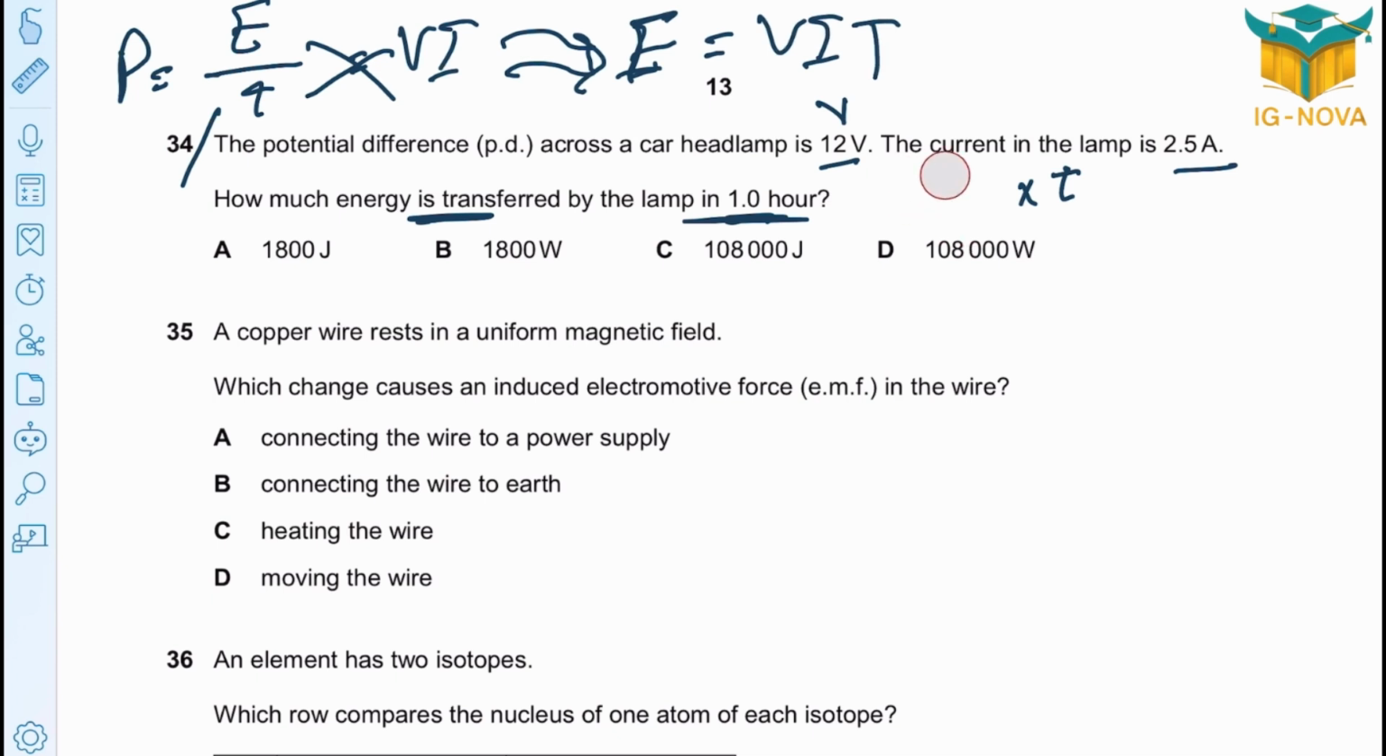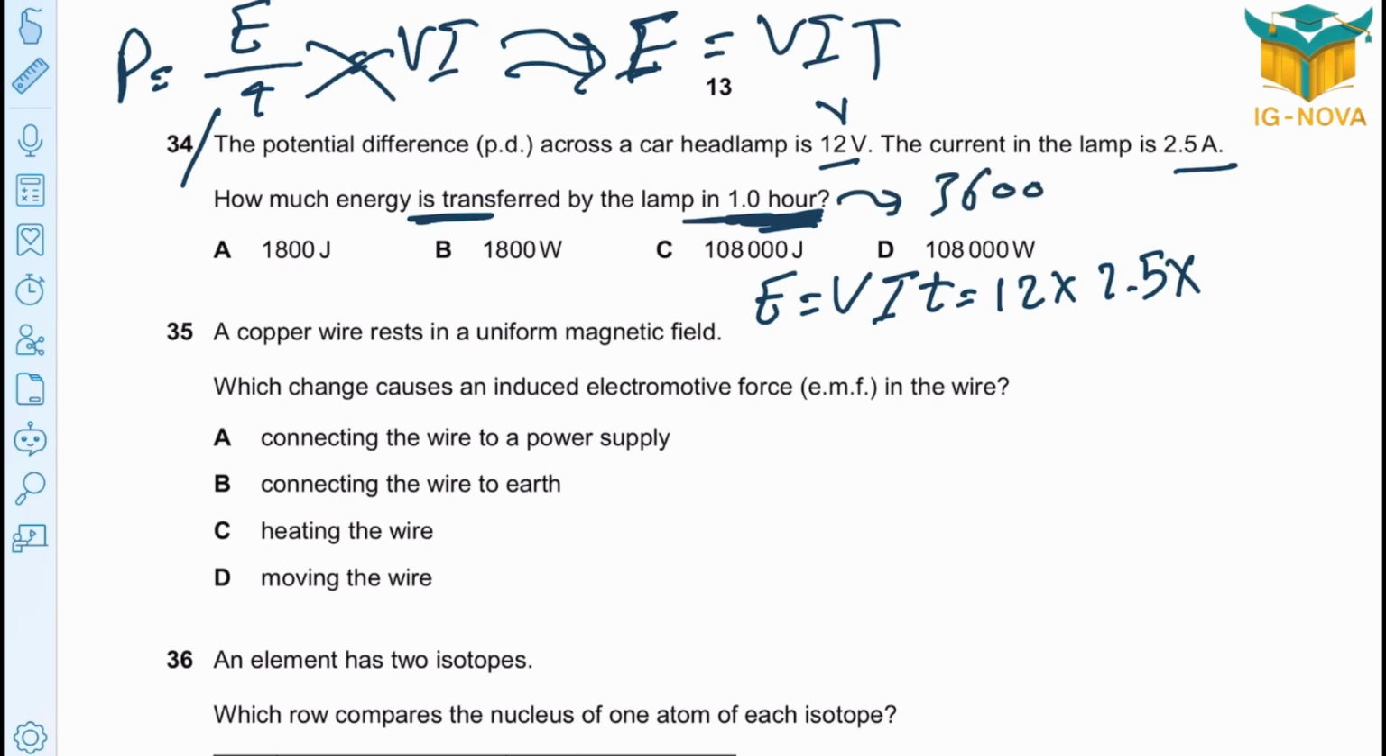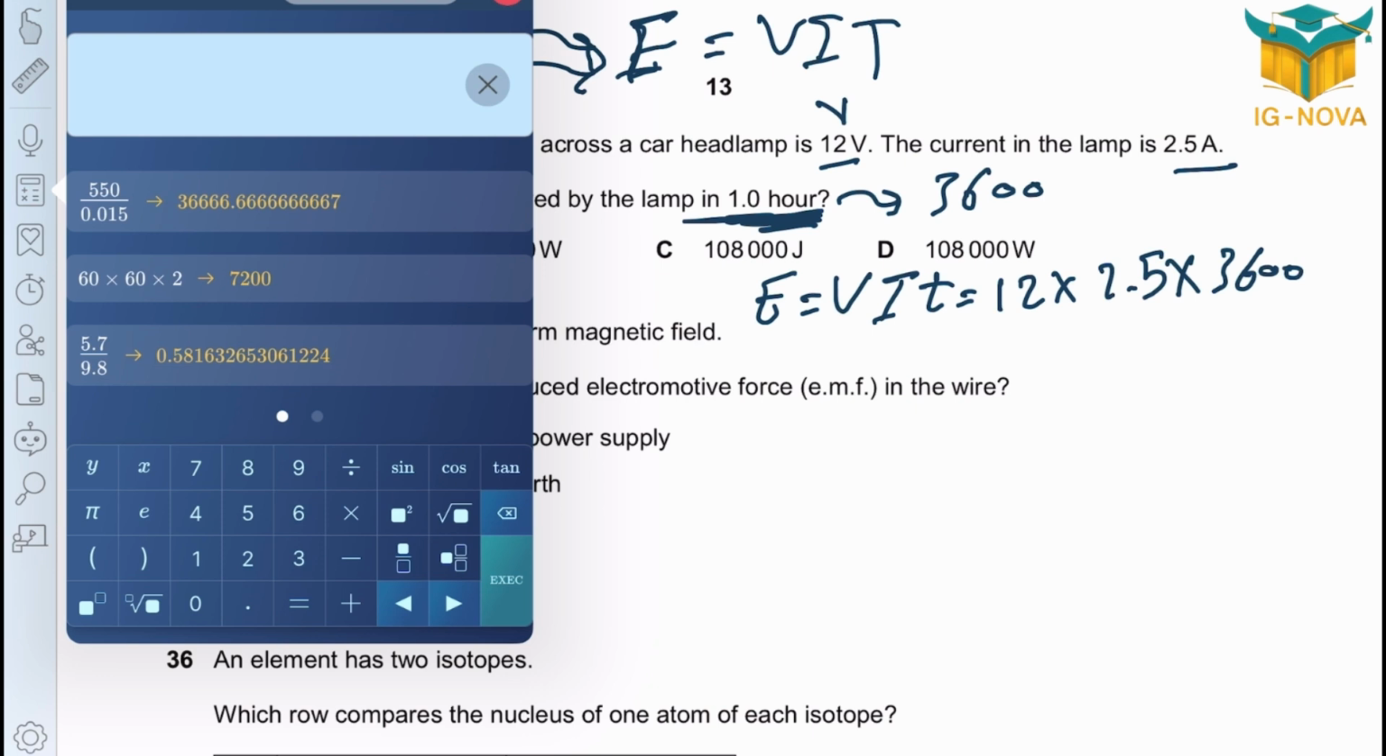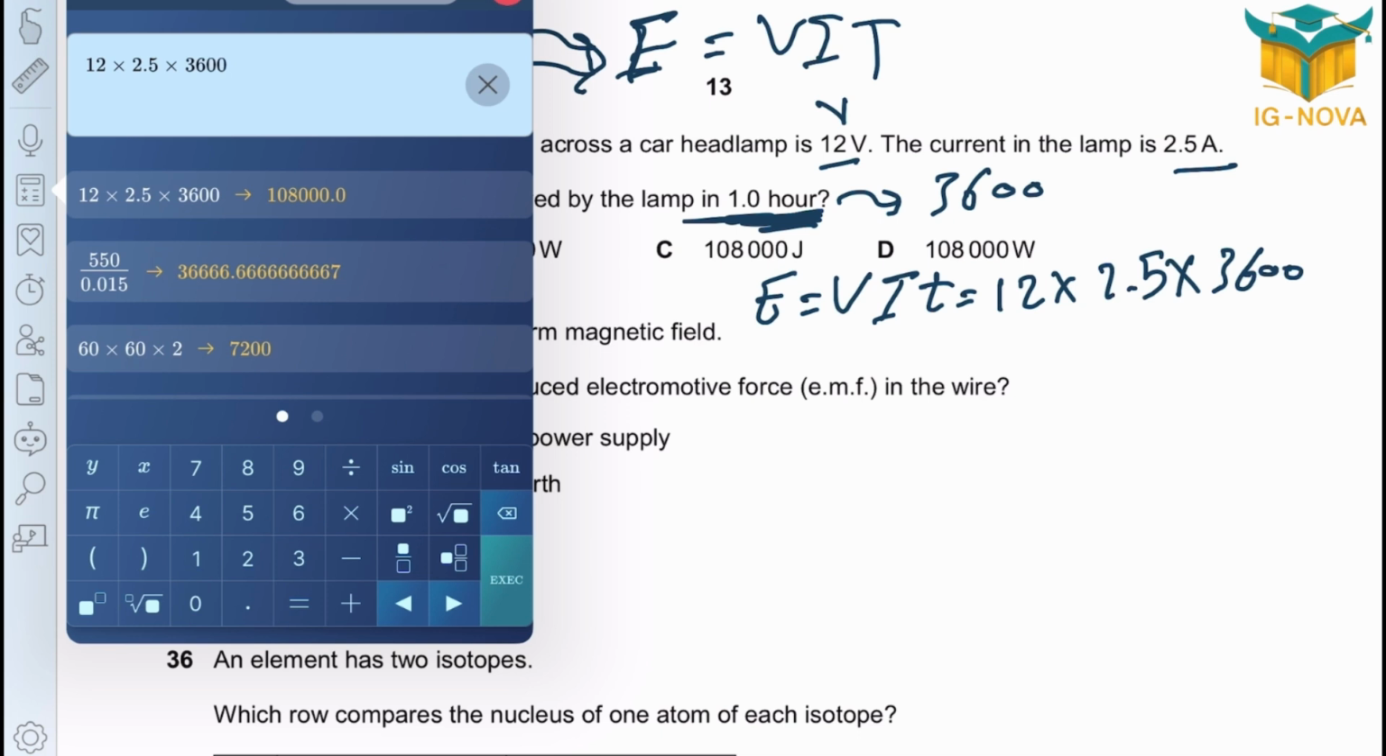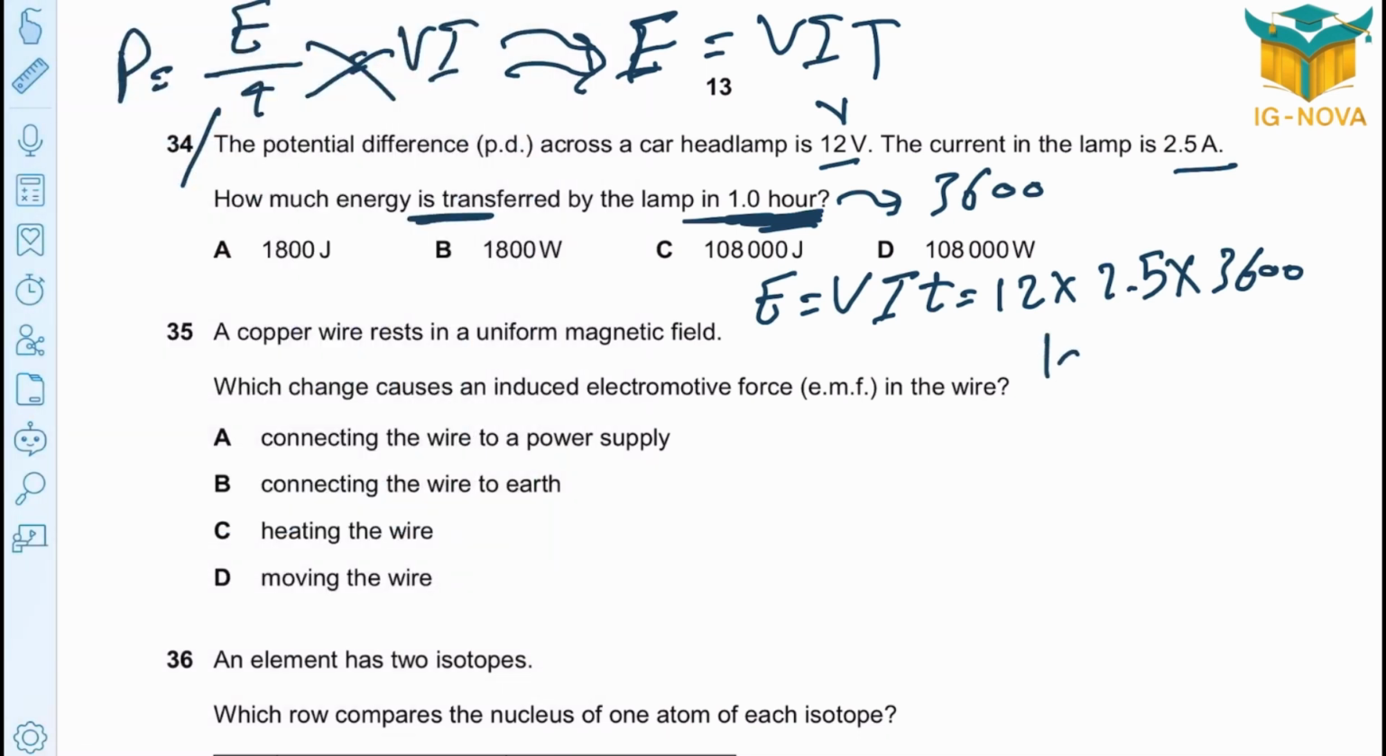So E now is VIT. V is 12, I is 2.5, and time is an hour. But do I use an hour? Surely no, it's in seconds, so each hour has 3,600 seconds. I'll multiply using the calculator: 12 times 2.5 times 3,600. The answer is 108,000 joules because it's an energy. So the correct option is C.